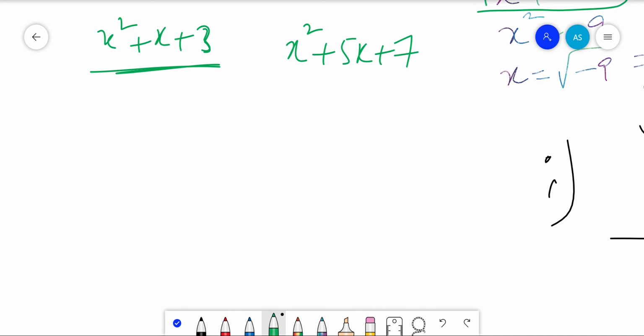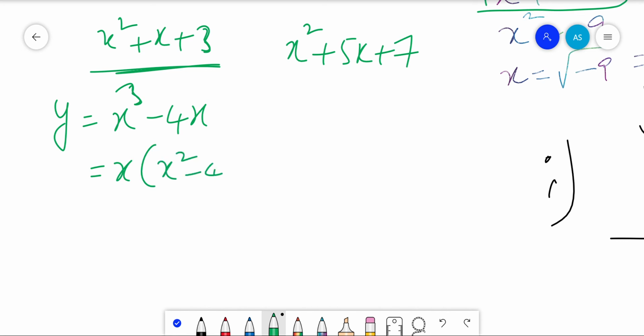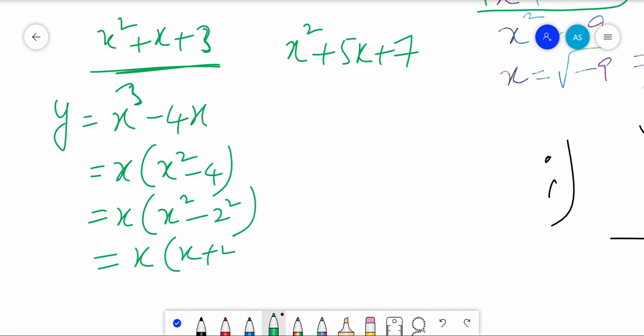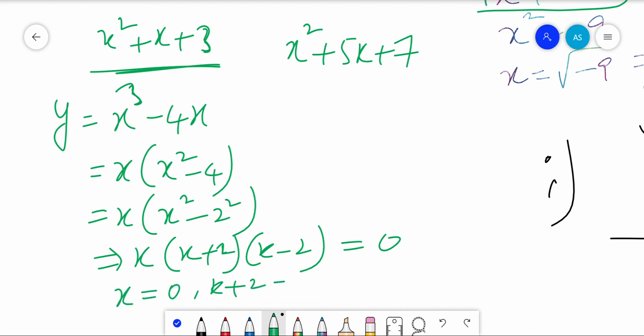Next, coming to the graphical representation of a cubic polynomial. The cubic polynomial is y is equal to x cube minus 4x. So how can you draw the graph of it? Here also you have to find out the zeros by taking x as common. So x into x square minus 4, that is x into x square minus 2 square. That means x into x plus 2 into x minus 2, because a square minus b square is a plus b into a minus b. So here x is equal to 0, x plus 2 is equal to 0, or x minus 2 is equal to 0.